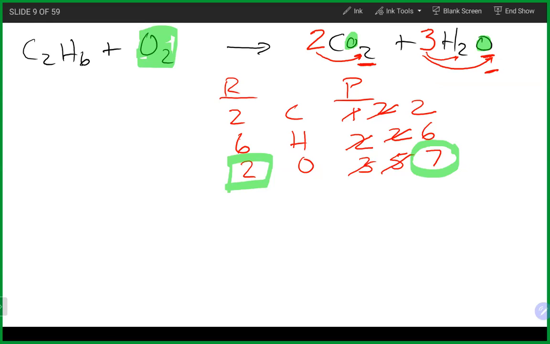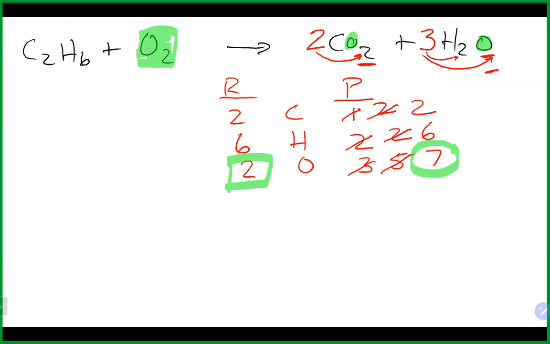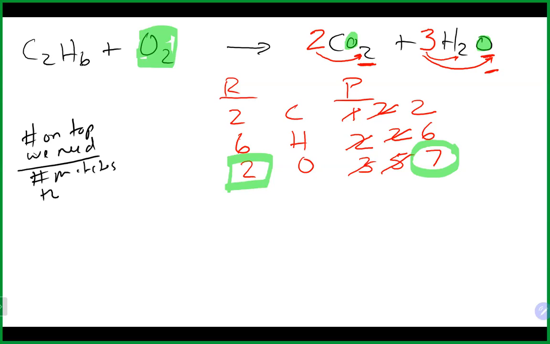So when we are picking our fraction to use, the number on top is the number we need. The number on the bottom is the number that matches the subscript. In this case, we need to end up with 7, so 7 should go up on top. The subscript here is a 2, so that is what should go here.